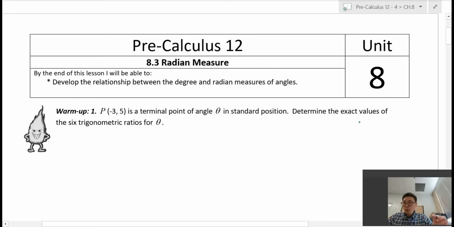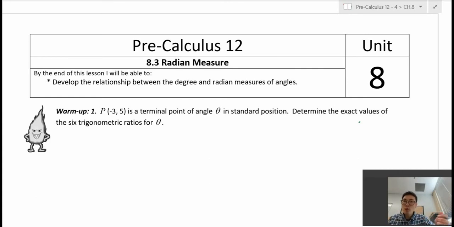All right, we are moving on to 8.3, the second lesson of the trigonometry unit. We are going to be talking about radian measure. I think I gave you a little bit of a preview last time. Radian measure is simply just a different unit when we measure angles, okay?